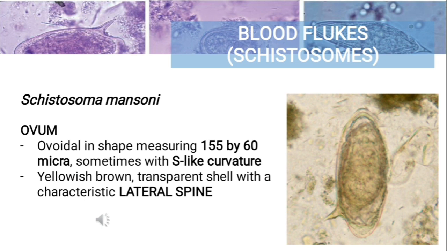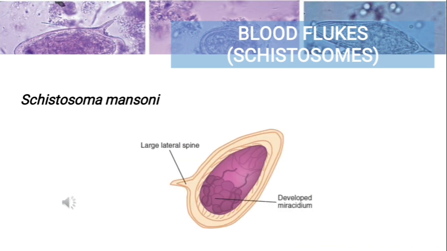The ovum or egg of our Schistosoma mansoni is ovoidal in shape, measuring 155 by 60 micra, sometimes with an S-like curvature. It is yellowish-brown in color, with a transparent shell and a characteristic lateral spine, as you can see in the picture, and the egg is embryonated when laid, with an isolated miracidium. This picture shows the egg of Schistosoma mansoni with some of its labeled parts.